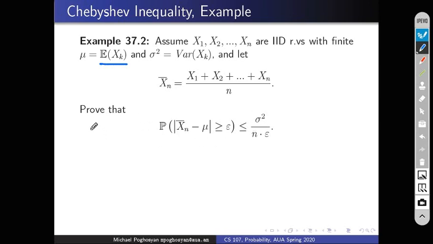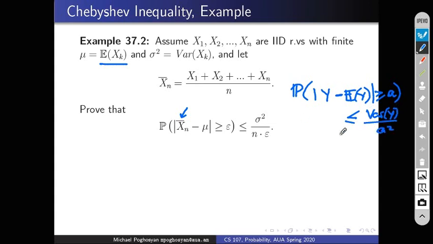Let me prove this. Here I have X̄n. To use the Chebyshev inequality, I need to have something like this: some random variable minus its expected value. And we need to have this kind of probability: the probability that |Y minus expected value of the same Y| is larger or equal than some a. We will estimate this as less or equal than the variance of Y over that a squared. This is the Chebyshev inequality.